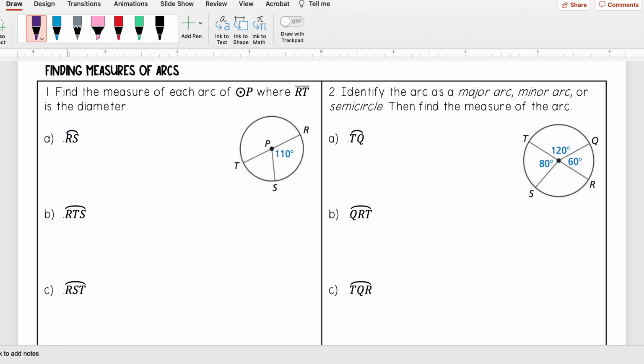Looking at this first one, I see that I have my arc RS. I know automatically, since it's only two letters, that this is talking about my minor arc. And so I know that's just going to be equal to my central angle. Looking at RS, that is this arc right here. So the measure of RS is going to equal the measure of my central angle, which here is RPS, which is equal to 110 degrees.